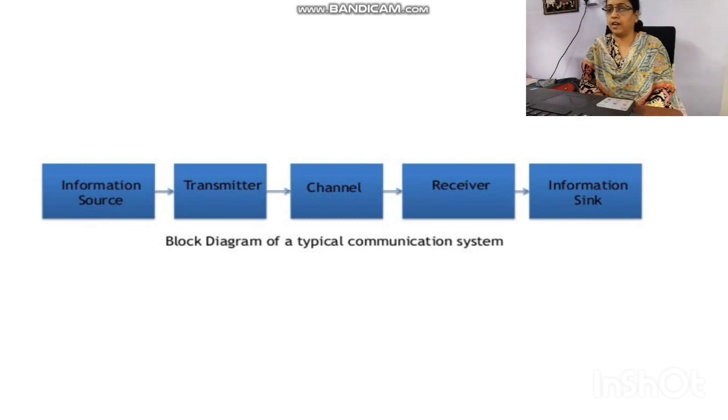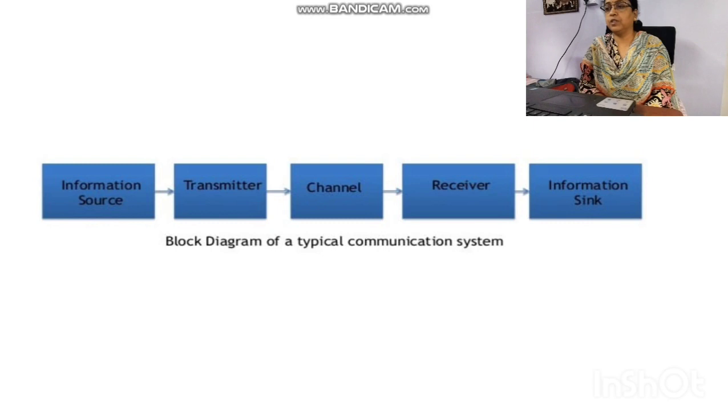The source generates the signal and then it goes to the transmitter. The transmitter has many blocks inside, which are capable of converting the source signal into a signal which can be transmitted via the channel. The next block in this communication system is the channel. The channel may be wired or wireless.